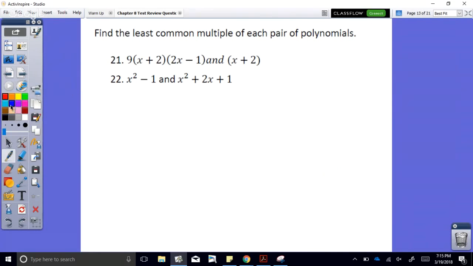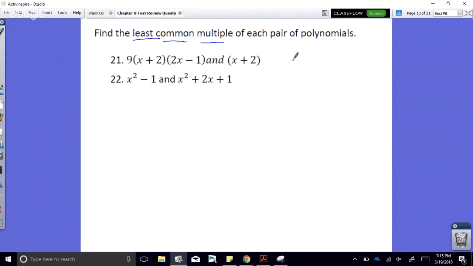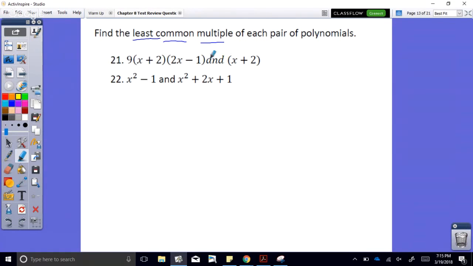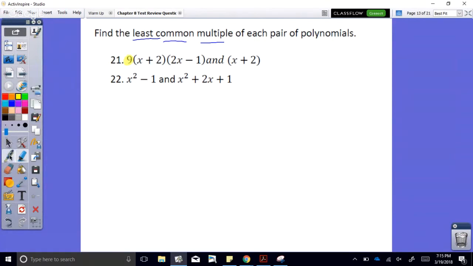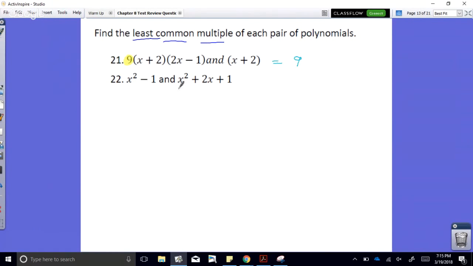Okay, here we're going to find the LCM, or the least common multiple. Okay, for these, we want them in factored form. We must account for each piece. So if I look for 21, first thing that I notice is there's a 9. Okay, so 9 has to be part of my LCM. So my LCM, I have a 9.